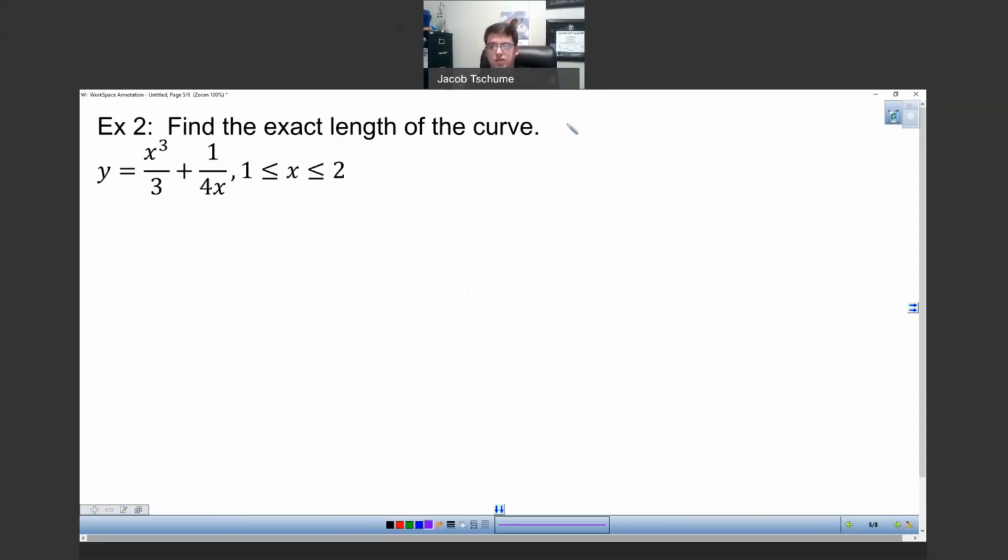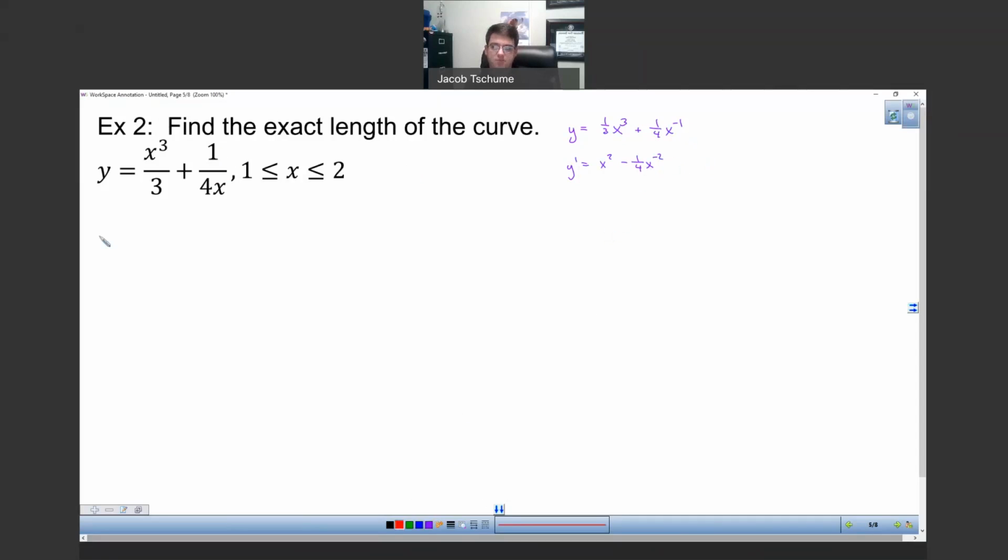So what I'm actually going to do over here on the right is rewrite this function: that would be 1/3 x cubed plus 1/4 x to the negative 1, because I need to apply the power rule here to find the derivative. That means that y prime would be equal to x squared minus 1/4 x to the negative 2. We'll leave it just like that.